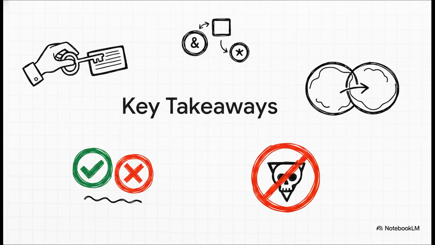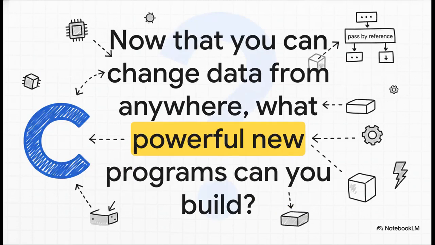Okay, let's do a quick lightning round recap. What did we learn? 1. A pointer just holds a memory address. 2. The ampersand, &, gets you an address. 3. The asterisk, *, follows an address to get the value. 4. The whole point is to let functions change original variables. And finally, watch out for that tricky declaration syntax, and for the love of all that is holy, never, ever dereference null.